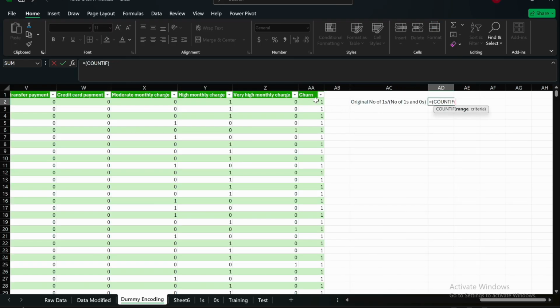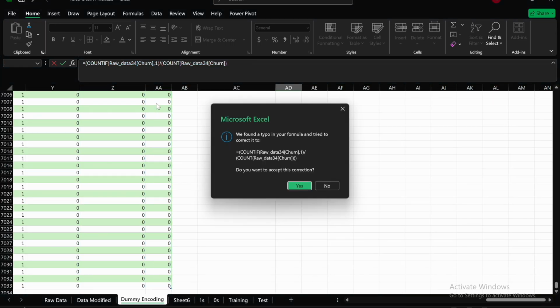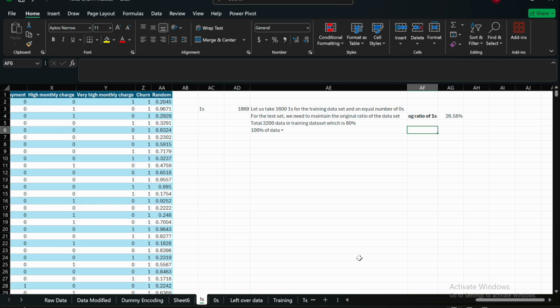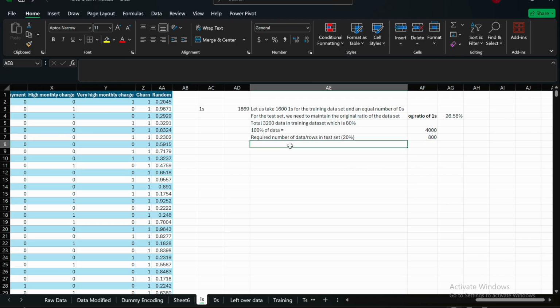For the test data set, we do something else. We need to figure out how many ones and zeros to take into the test data set. The percentage of ones to the total in the original data set was calculated, which is 26.58%. As 3200 was our 80% for training, an 80-20 split, 4000 was 100%. So 20% of 4000 is 800.